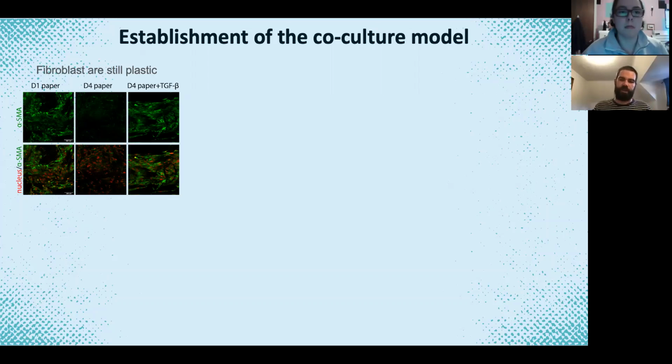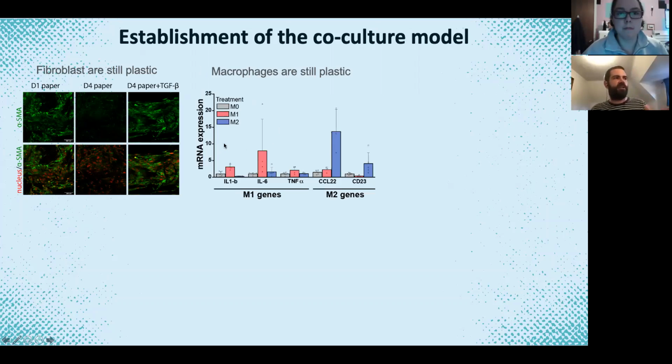You need to do the same with macrophage. So that's a little bit complicated, but basically when you treat them with a molecule that is supposed to make them have a special feature, they have this special feature. When you treat them with another molecule, they have the other molecule's special feature. So that means that they respond normally to what you expect. So that basically shows, okay, the paper doesn't influence the cell behavior.